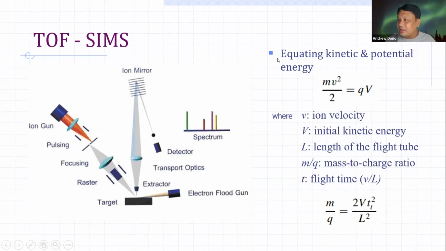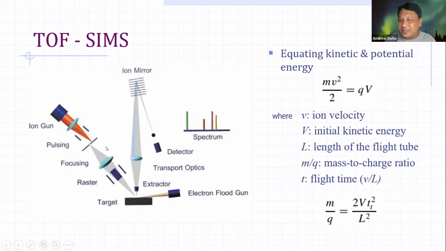Okay, so equating kinetic and potential energy, this is the equation here. mv squared over 2 is equal to Q over B, where B is your ion velocity, your big letter B is the initial kinetic energy, and L is the length of the flight tube. This is the flight tube, the length of the flight tube. Mass-charge ratio, M over Q, and T is equal to the flight time.